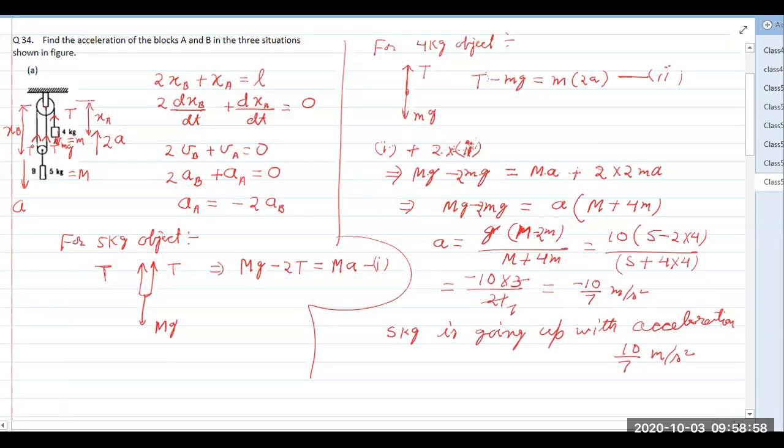And what will be the acceleration of the 4 kg? The 4 kg is going down with double this acceleration, 2 into 10 by 7, so 20 by 7 meter per second square. In this way we can write these answers.